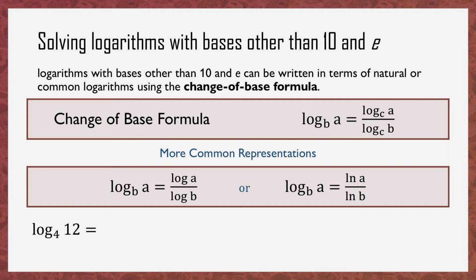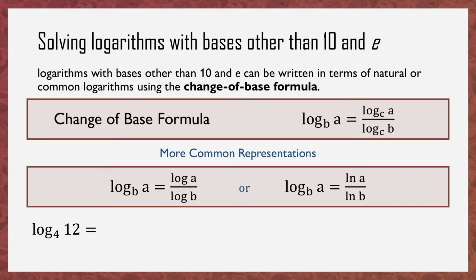Likewise, instead of using log base 10, we could use log base e, or natural log. So log base b of a equals ln of a over ln of b, or the natural log of a over the natural log of b. And this will work equally as well as using just straight log, the common logarithm, but you get to choose which one you want to use.